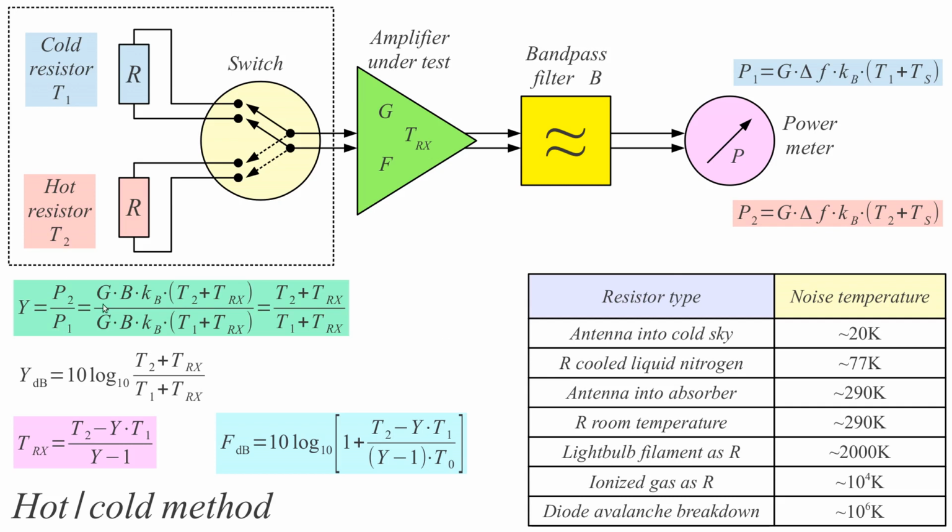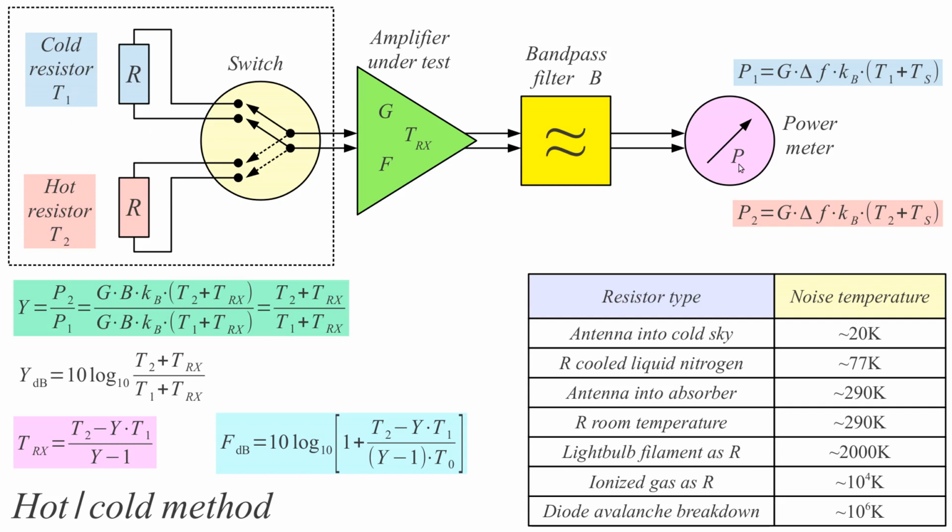We see here that the gain of the amplifier cancels out, the bandwidth of the filter also cancels out, and also the Boltzmann constant cancels out in this ratio. So we have only T1 plus TRX and T2 plus TRX. So the Y factor is simply this ratio here. Y factor is usually expressed in decibels, is 10 times logarithm of this ratio. Okay, we can do the calculation back if we know the temperatures of our resistors.